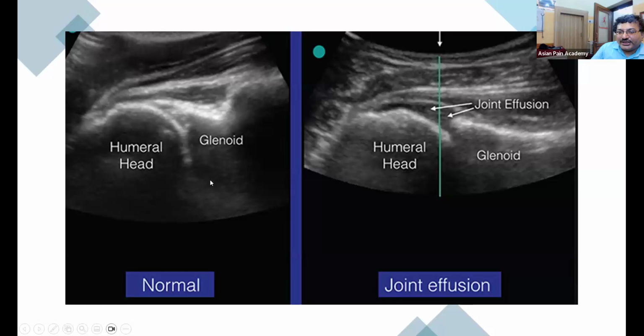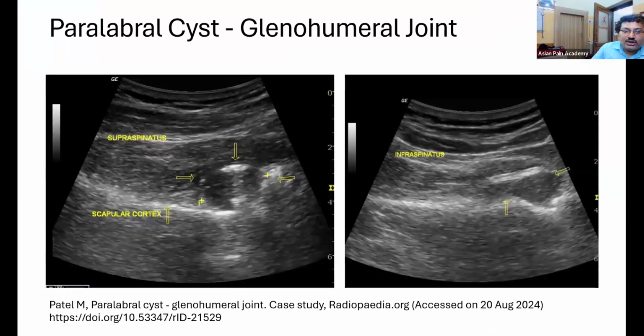Now this is the joint effusion. As I told you, this is the normal glenoid. We can see the humeral head at the glenoid and we can see this is the fluid portion. In joint effusion, the fluid comes to that area. You require a little more fluid to come here. If the fluid is very mild, you might not be able to see this, but it is possible when the effusion is more.